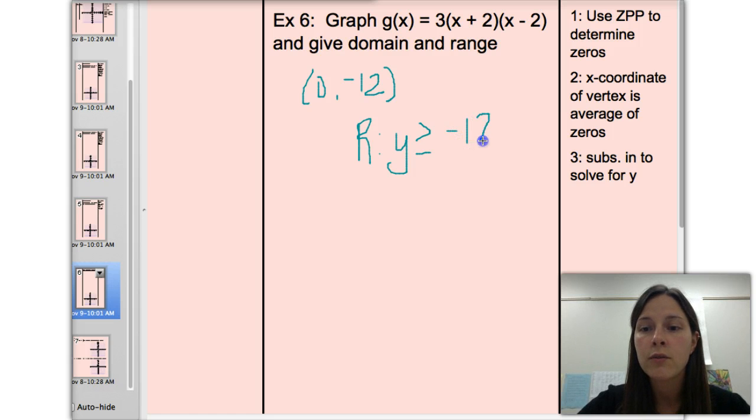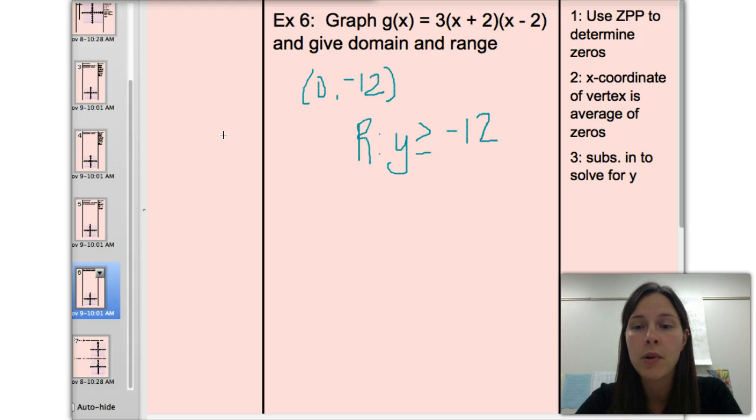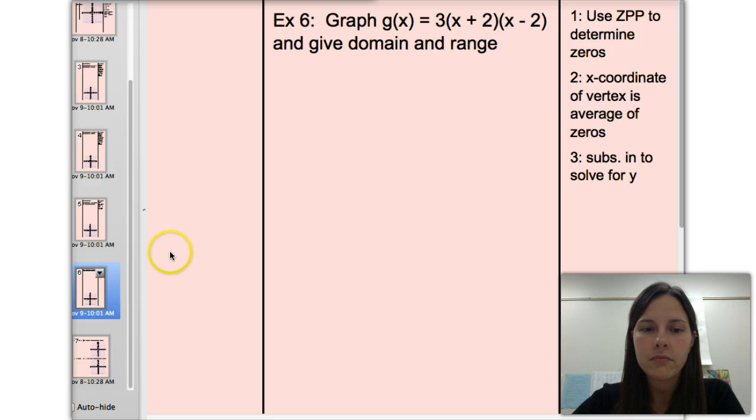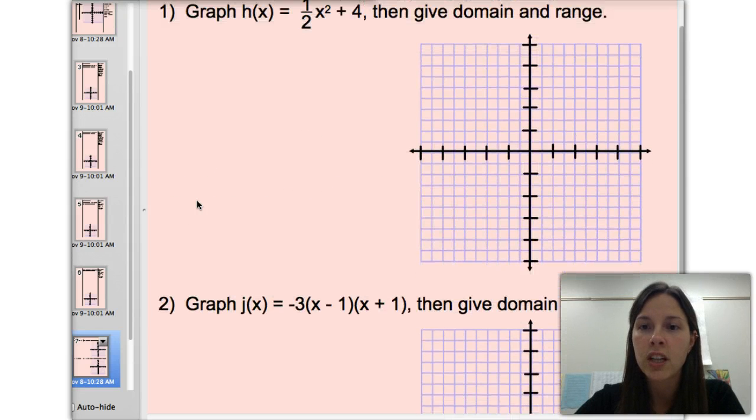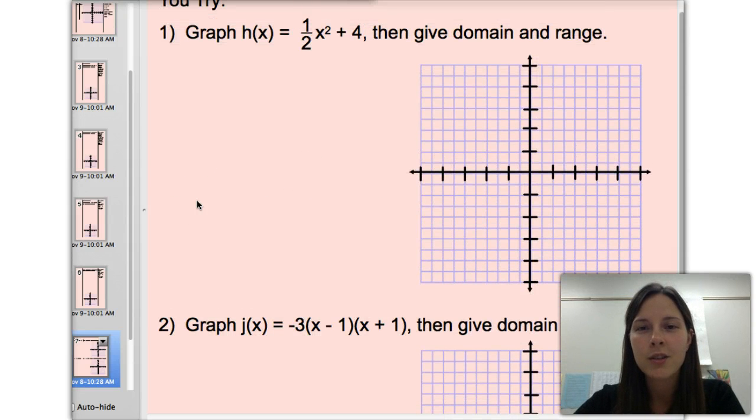So again, for the range, if you want to go back and find the range of the examples we've already done, I can go back and do those in class. It will be greater than or equal to the y-coordinate of your vertex if it opens up, and less than or equal to the y-coordinate of your vertex if it opens down. All right, and now here are your U-Try questions. Do the domain and range on each of them, unlike me, and we'll see you in class.